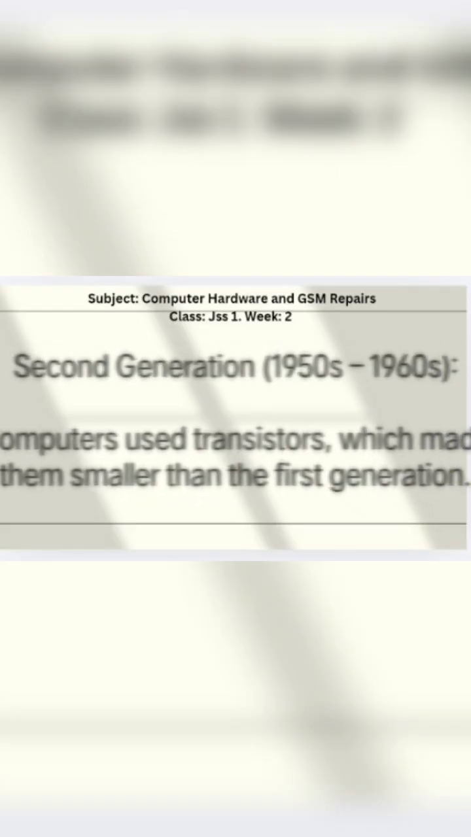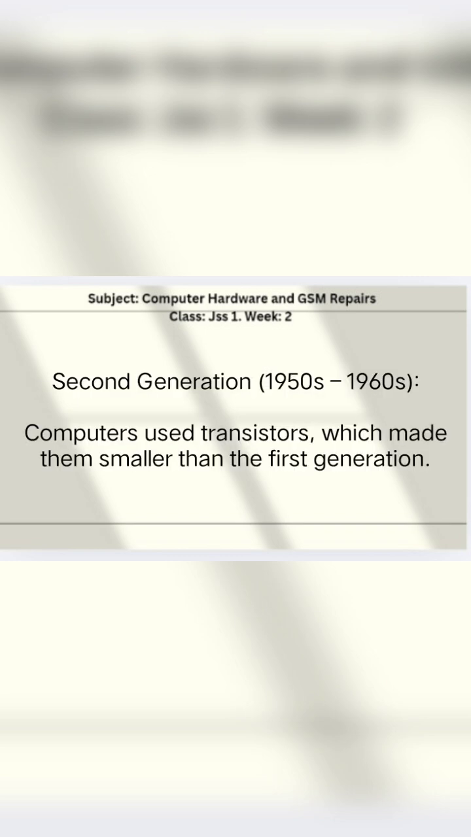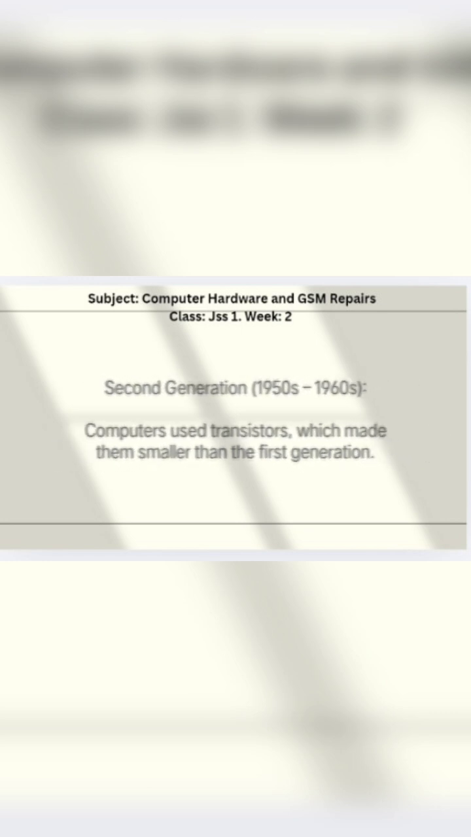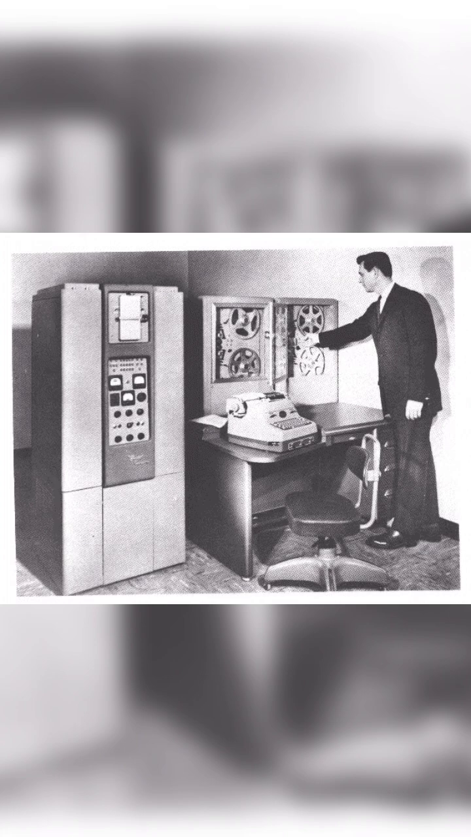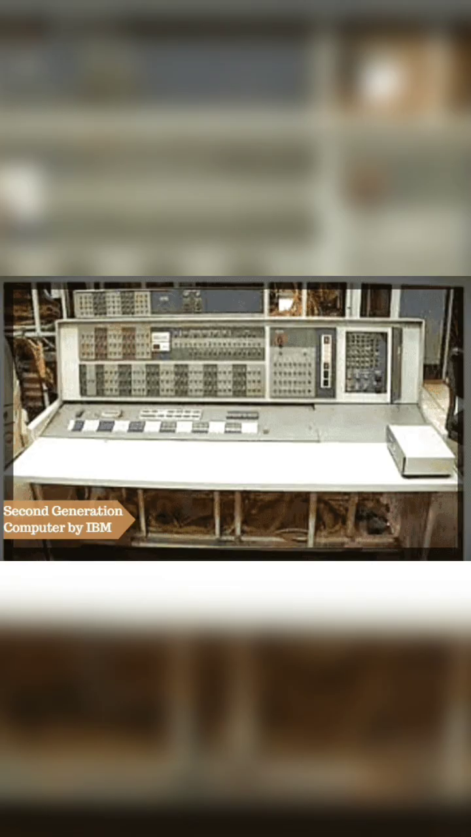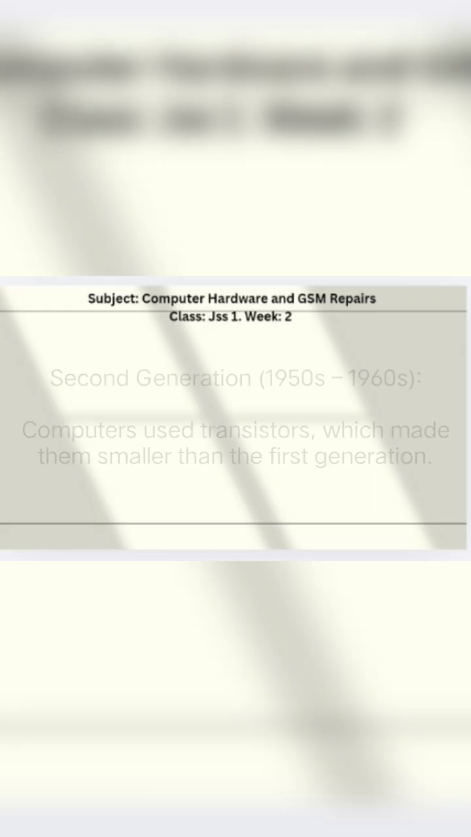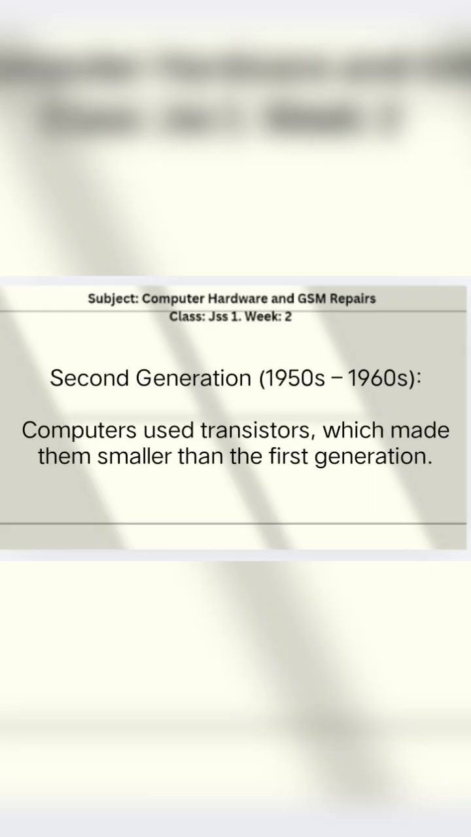The second generation of computer, from the 1950s to 1960s, used the transistor, which is a small, tiny electronic switch, to process data. The second generation computers shrank from the size of two or more rooms to a very large cupboard. They generate less heat compared to the first generation, and they are very dependable. They don't break down easily, and they consume less electricity compared to the first generation.